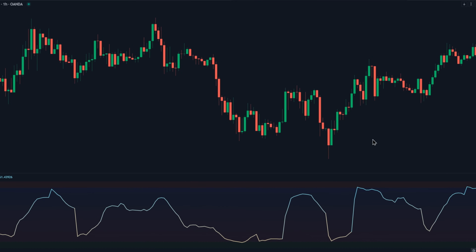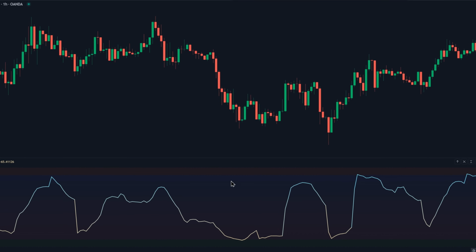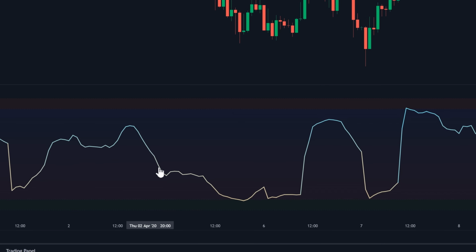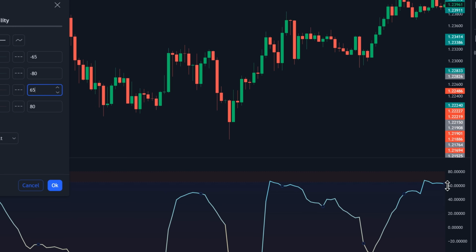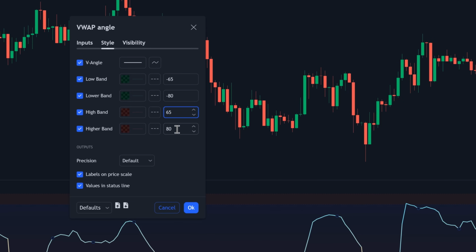Now, this indicator is actually super simple. As you can see, it's composed of only two elements. This line traversing the indicator window and these upper and lower levels. This upper level is called the higher band. And as you can see from the settings, the higher band starts at the 65 point on this indicator scale and goes all the way up to the 80 mark.